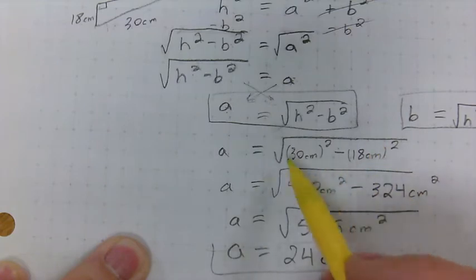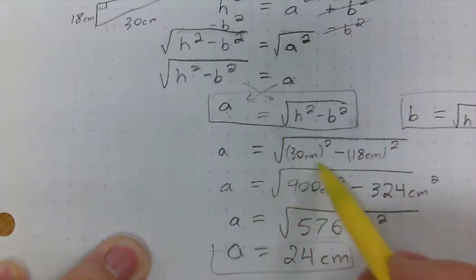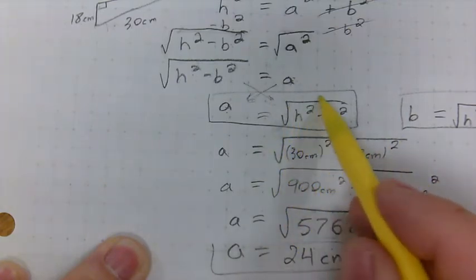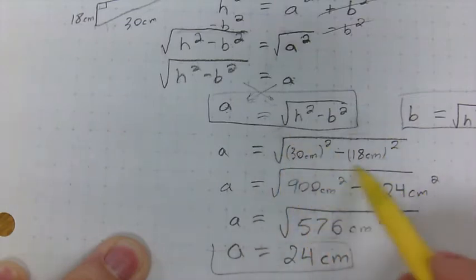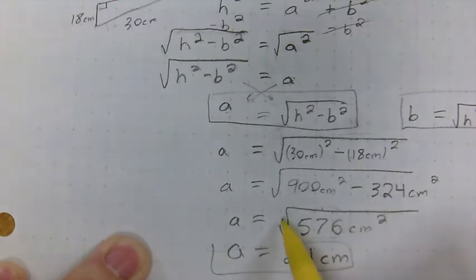And there's a square root sign over this the whole time, because there's a square root sign here, there's one here, there's one here, there's one here, until you finally square root that 576 by realizing that 24 times 24 is 576. So that's when it gets rid of the square root sign, and we're left with a is 24 centimeters.